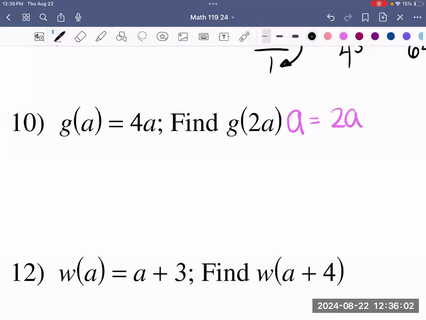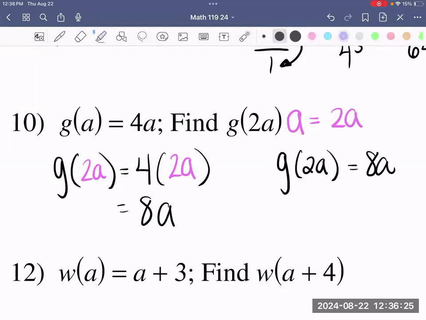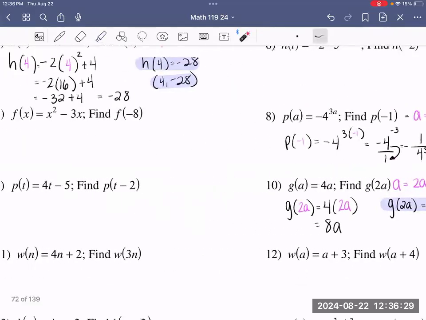So the same structure, we have G of A, 4 times A. So leaving a gap where the A used to be, we can now go ahead and replace 2A. So this is now 8A. So we have G of 2A is equal to 8A. Let's try it again. We'll come back to 12.